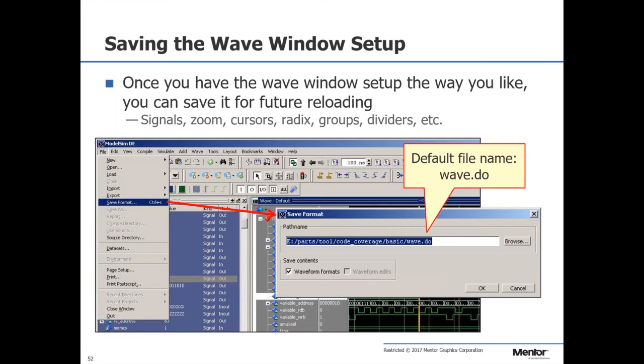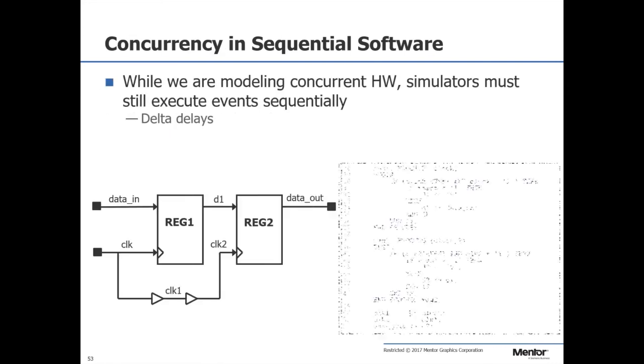Then I can call that wave.do file up the next time I run a simulation so that I have all the same waves in there. I can also edit that wave.do file and make changes. The format is pretty self-explanatory, and I can add signals, I can add wildcards, I can add all kinds of stuff to that wave.do.